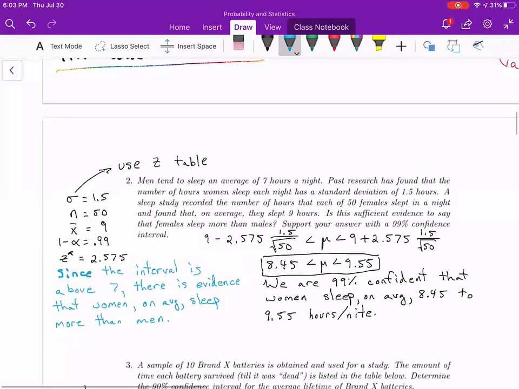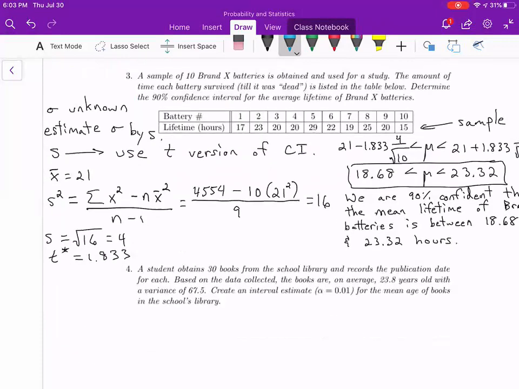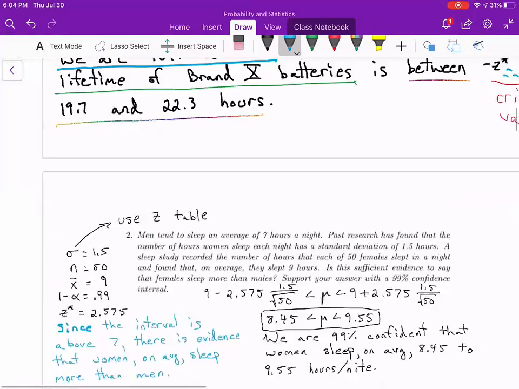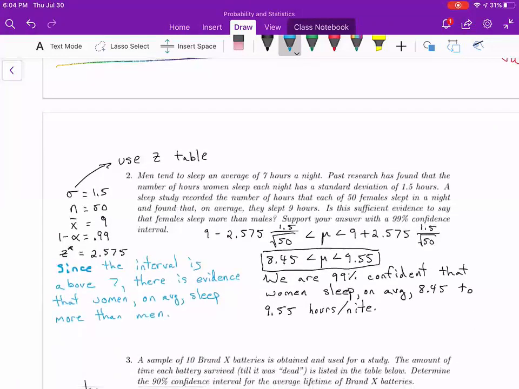Okay. Quick question. Yes. So say your interval was, for some reason, 6.45 < mu < 9.55. What would you write for your sufficient? So you would just say this is not sufficient evidence, because 7 is in that interval. That means that mu could be 7. 7 is the average for men, mu is the average for women, so statistically, they could be the same. There isn't evidence that mu is going to be greater than 7. Okay. Thank you. You're welcome.